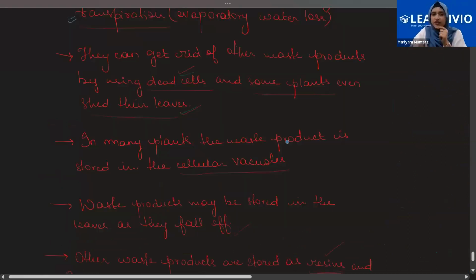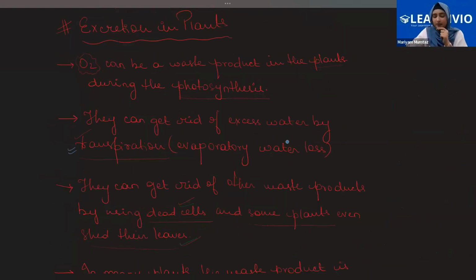So oxygen is one kind of waste product for plants, and they can get rid of excess water by transpiration. We know that during transpiration, the evaporatory loss of water takes place, isn't it? The evaporatory loss of water is transpiration. So let's say that if a plant has much more water than it requires, then that water can be sent away into the atmosphere by the transpiration process.